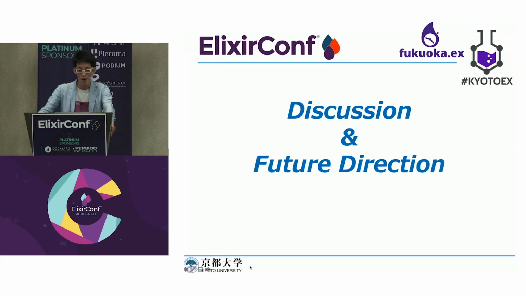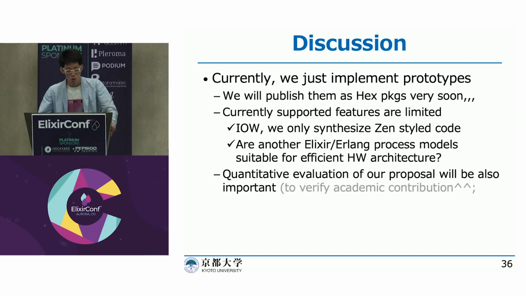So finally, I want to discuss the possibility of our research project and share future directions. The first discussion point is that currently we have just implemented prototypes. We will publish them as Hex packages very soon. Also, currently supported features are very limited. In other words, we only synthesize Enum-style code to hardware. So other Elixir process models, such as Task, GenServer, and so on, are suitable for efficient hardware architecture. I want to discuss this point.